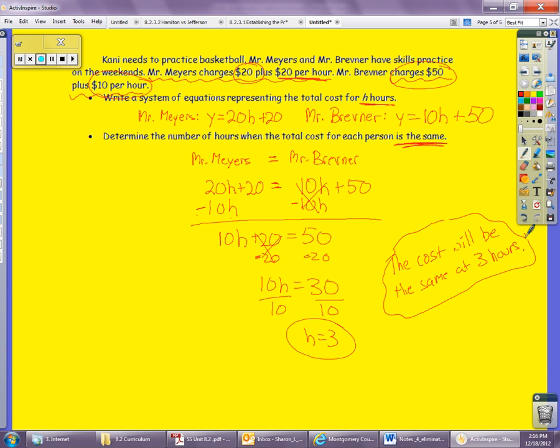And if we want to figure out what the cost is, well, if we look at Mr. Myers, we have 20 times 3 plus 20. Well, that's 60 plus 20. So the cost for Mr. Myers would be $80. This is Mr. Myers. And then we have Mr. Brevner. And that is 10 times 3 plus 50. So 30 plus 50, and $80. So if we notice the cost is exactly the same at 3 hours. So that wraps up today's lesson on elimination method and some application problems.